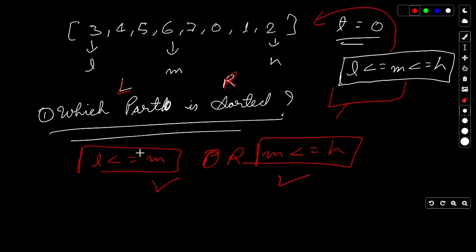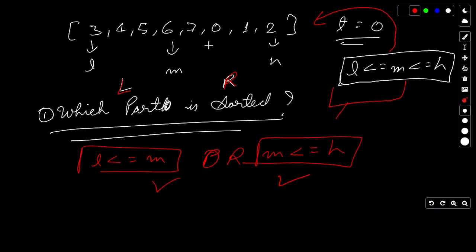As you can see within this array, low is smaller than mid, which tells us that the left half of the array is sorted. But mid is smaller than high is not true here, because mid is 6 and high is 2. That is why we can identify this half as the unsorted half, right? So first things first, we figured out where the sorted part is within the array.